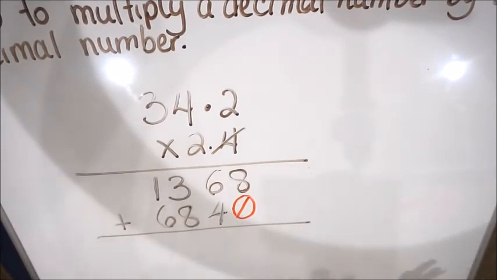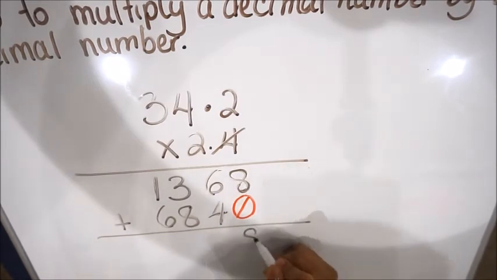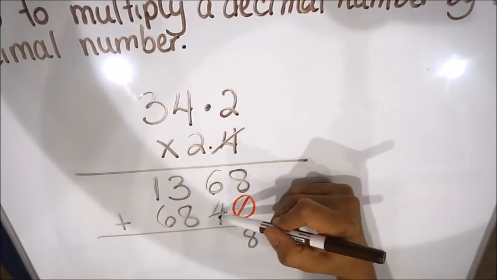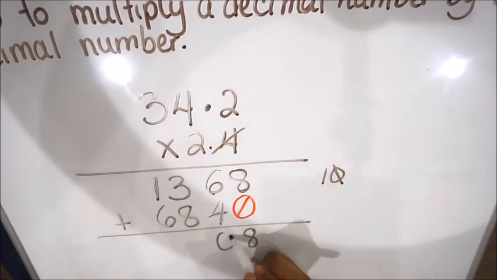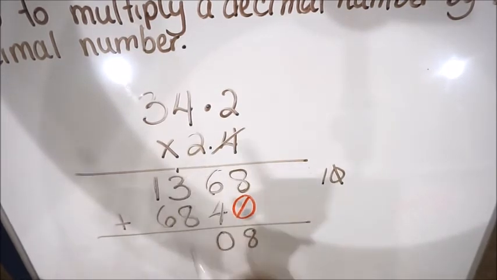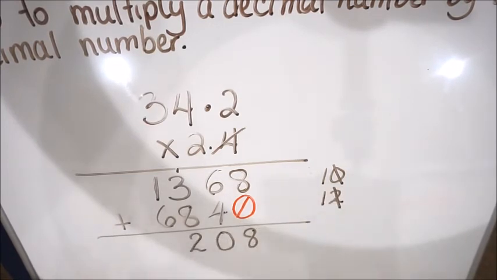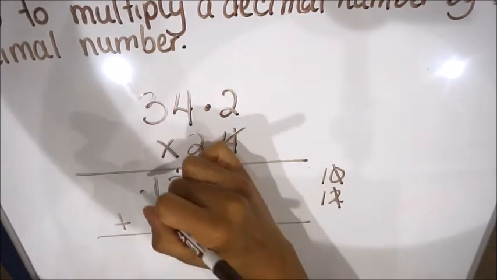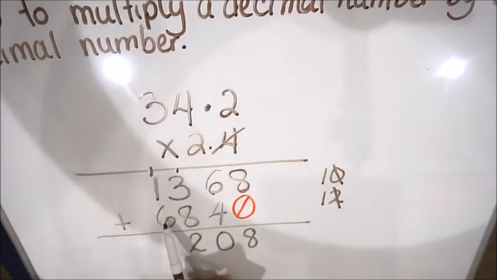2 times 4 is 8, and 2 times 3 is 6. Now I'm going to add everything together. So 8 plus 0 is 8. 6 plus 4 is going to be 10. Carry my 1 over here. 8 plus 3 is 11. 11 plus 1 is 12. Cross my 2 right here, and then I'm going to carry my 1 right over to my last number. 6 plus 1 is 7, plus 1 is 8.